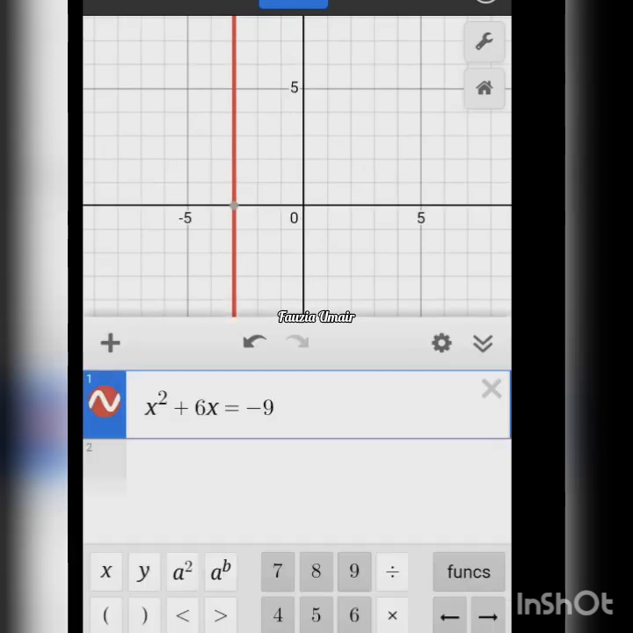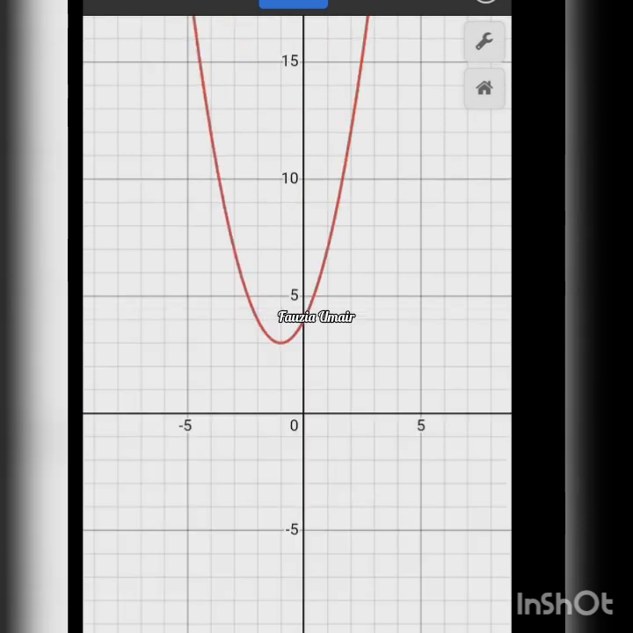So this time the equation is, what's the equation? Let me just check again. It was x square plus 2x plus 4. This is the equation you have. Now you see what its graph looks like.